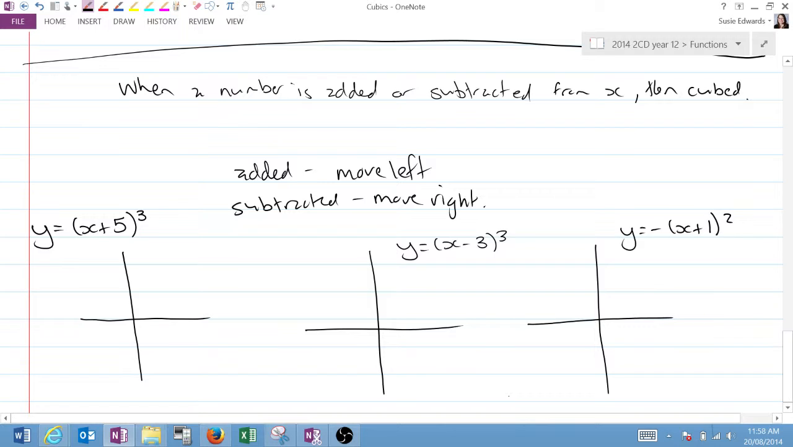Okay, so the first one, x plus 5 cubed. What's going to happen to that? Left by 5. Thanks, Jack. So that root there will be negative 5. X take 3 cubed. Dan, what would x take 3 cubed do? Good.